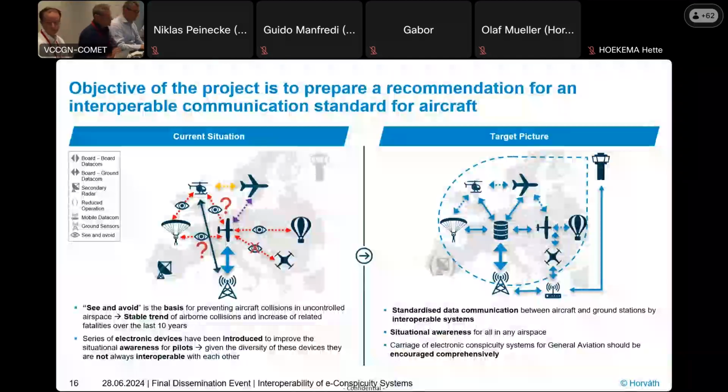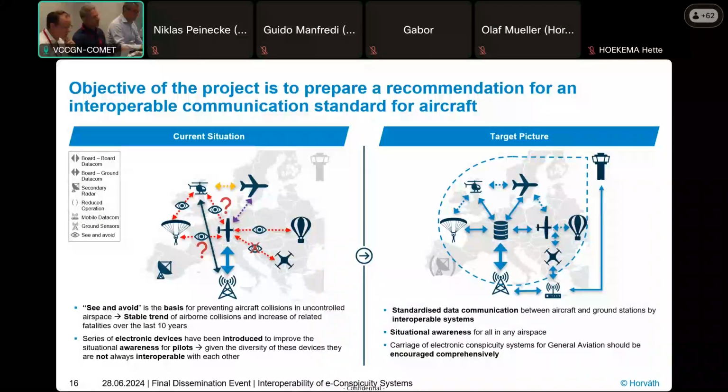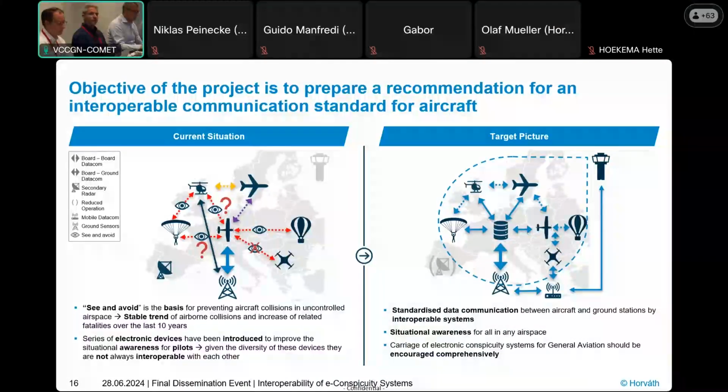So the pictures that you see here are symbolic pictures, and you might have seen them in different versions in different projects already. They show the current situation and our target picture. And on the left-hand side, you see the current situation, and not everyone is able to see everyone electronically.